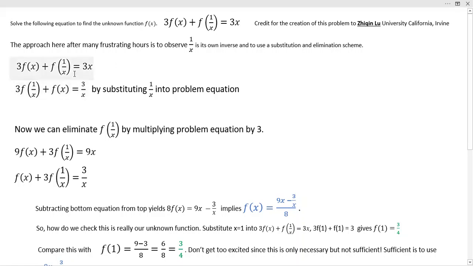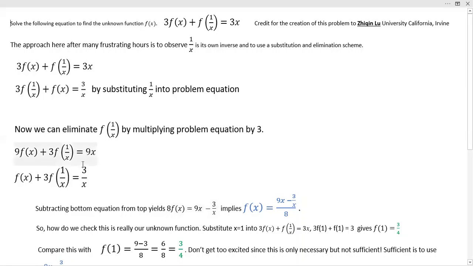So what I did, as you can see, and it's all written down, I multiplied this top equation by 3 in order to eliminate the f of 1 over x term. And you can see it all right here. It works out very, very nicely. When you subtract this bottom equation from the top equation, you get this statement right here, 8f of x, where f of x is literally unknown. We're usually used to working with an unknown as a number, a variable, and you're trying to get a number, but actually, the unknown here is an unknown function. And you solve for it algebraically just like you'd solve for anything else.